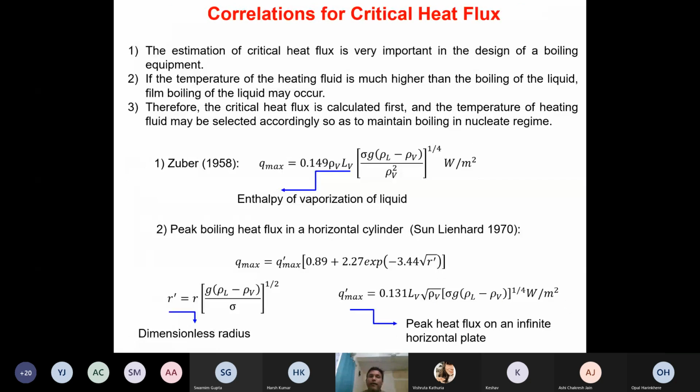So the estimation of the critical heat flux is very important in the design of boiling equipment. If the temperature of the heating fluid is much higher than the boiling temperature of the liquid, film boiling of the liquid may occur. Therefore, the critical heat flux is calculated first, and the temperature of the heating fluid may be selected accordingly so as to maintain the boiling in the nucleate regime. This is very important. This is very, very important point.